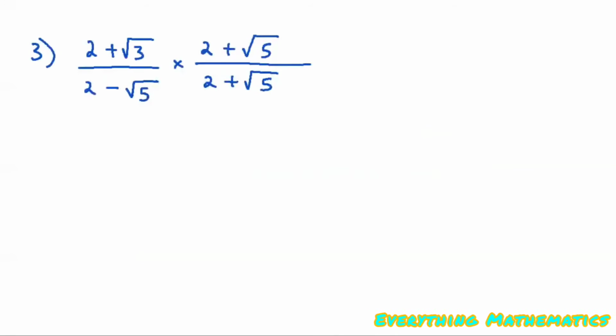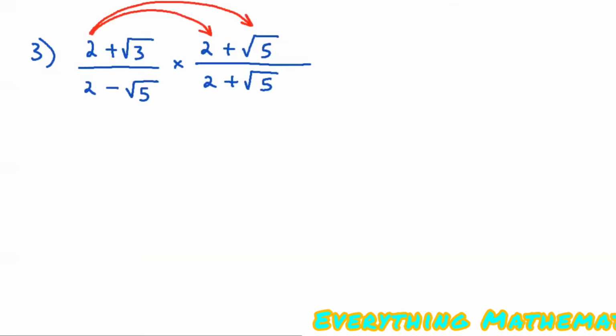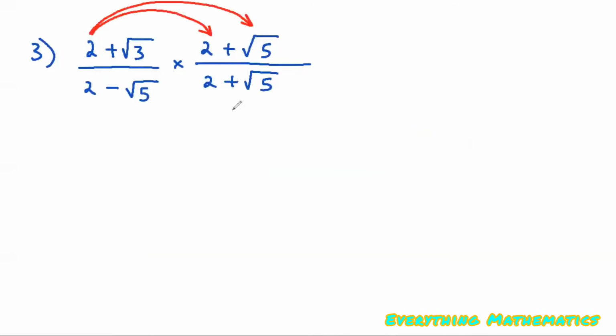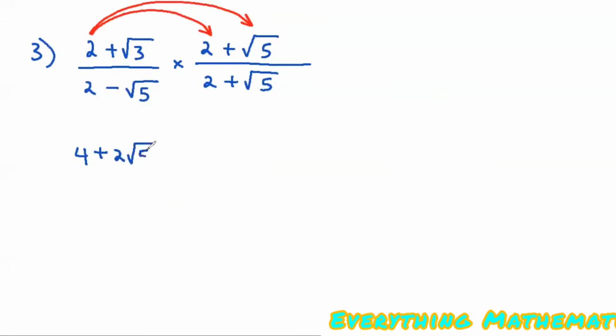So 2 times, let me just get some colors here. So I'm doing 2 times 2, and then 2 times root 5. Let me do that first, so it wouldn't get too cumbersome. So 2 times 2 at the top, that will give me 4. And 2 times root 5, that will give me 2 root 5. Good? So that's for the 2 there now.